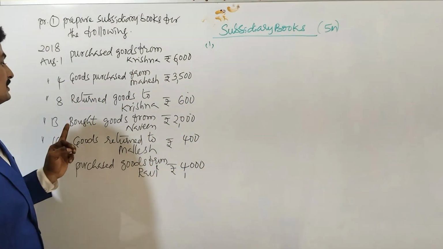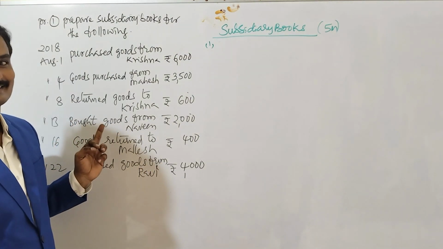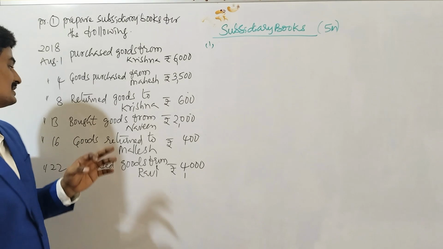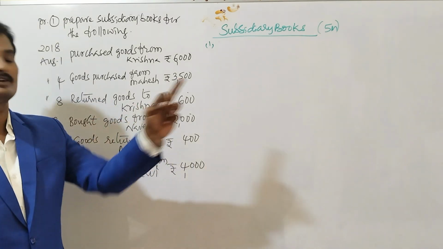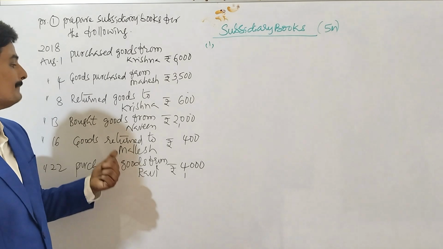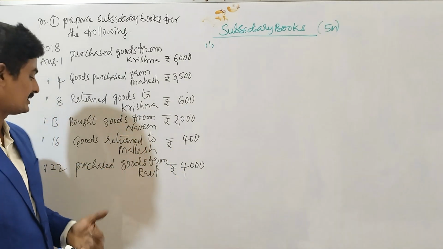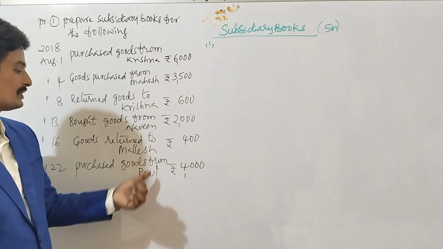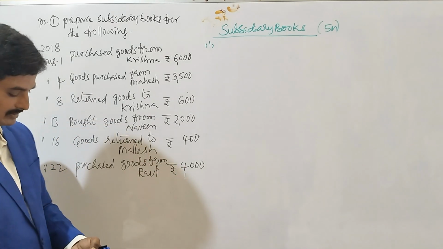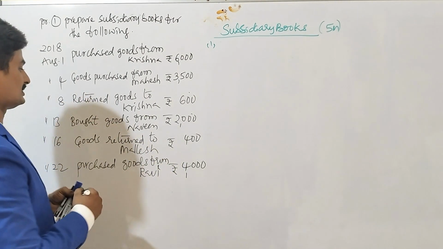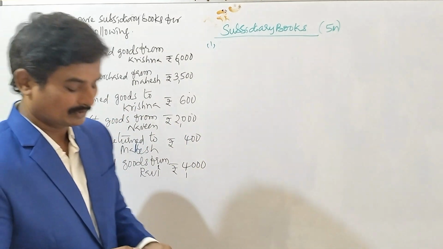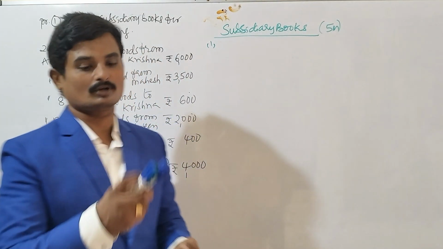And on 13th, bought. Here there is a little bit of confusion: bought means also purchases. Bought goods from Naveen for rupees 2,000. And on 16th, goods returned to Mallesh for rupees 400. And purchased goods from Ravi for rupees 4,000. Okay, it is not Mallesh, it is Mahesh. So, the solution for this problem.